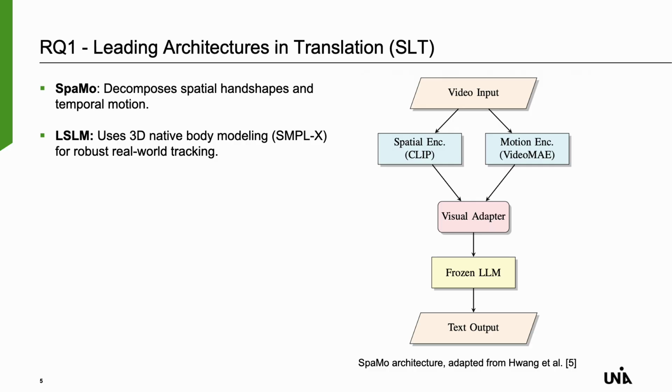Another major breakthrough I found is the LSLM framework. Instead of looking at 2D pixels, it maps signs directly onto a 3D body model. This is crucial because it makes the AI robust against bad lighting, cluttered backgrounds, and weird camera angles, which are exactly the messy conditions we see in the real world.